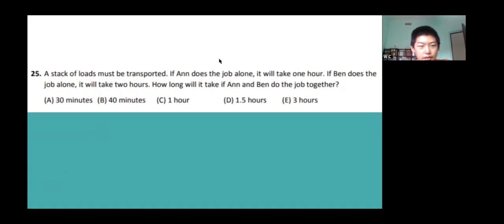Next question. A stack of loads must be transported. If Anne does the job alone, it will take 1 hour. If Ben does the job alone, it will take 2 hours. How long will it take if Anne and Ben work together? So I'll give you like 3 minutes to do this problem. If anyone solves it, please type in the chat.